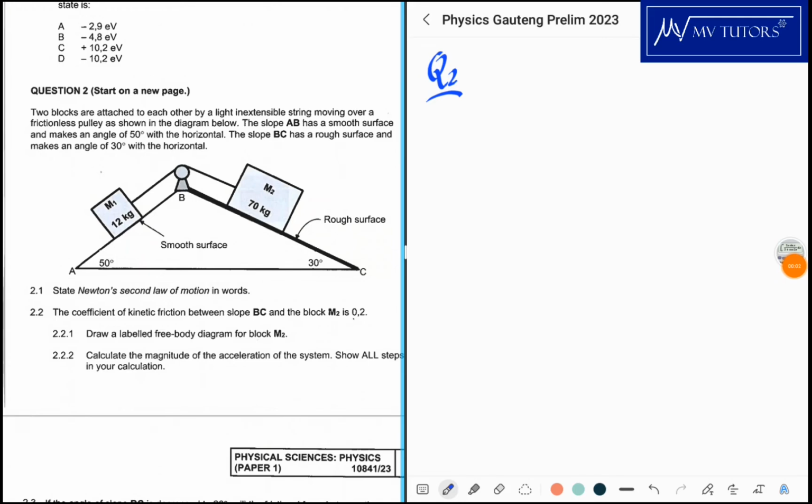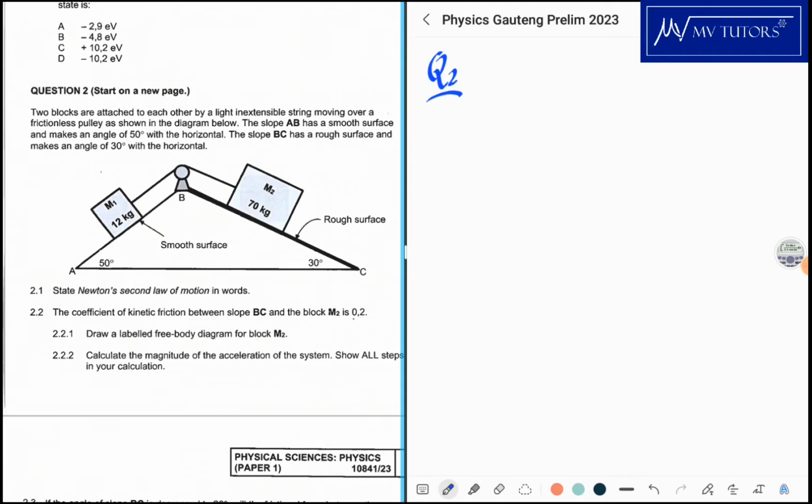Question 2. We have two blocks attached to each other by a light inextensible string moving over a frictionless pulley as shown in the diagram below. The slope AB has a smooth surface, so there's no friction there, and makes an angle of 50 degrees with the horizontal. Slope BC, on the other hand, has a rough surface, so there's friction, and makes an angle of 30 degrees with the horizontal. We can see the diagram there.